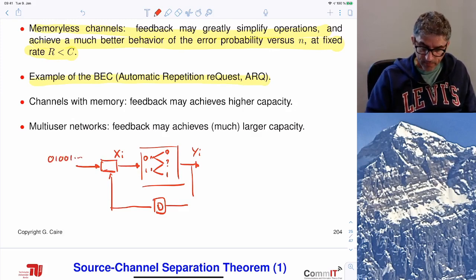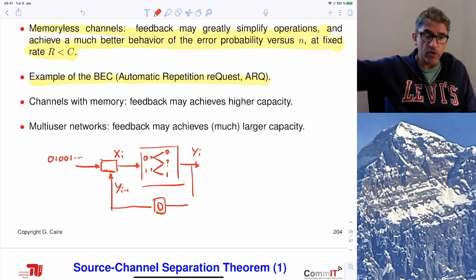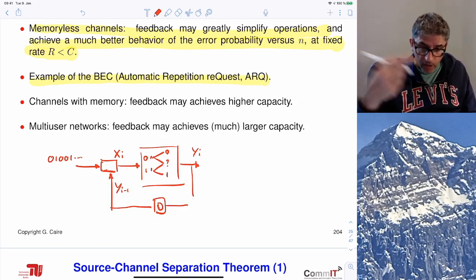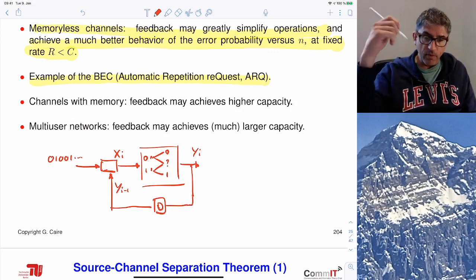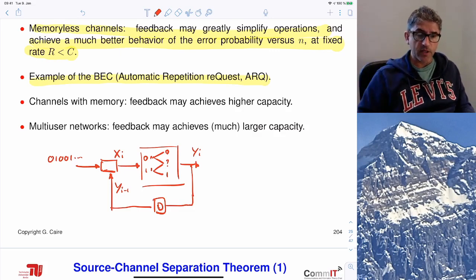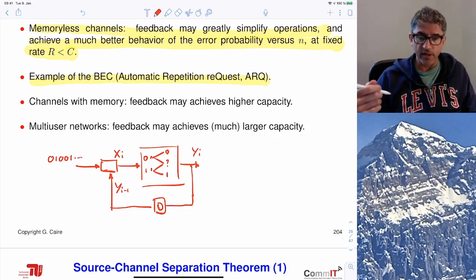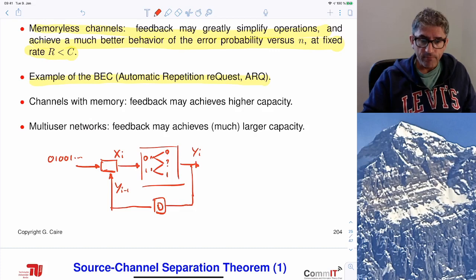We let xi be a new symbol if the previous symbol is non-erased, because it means that the previous symbol was received correctly. And we repeat the current symbol if there was an erasure. So we know if there was an erasure because we see the symbol received at the time before. If it is a question mark, it means that the previous transmission was erased, and so we just repeat it, right?